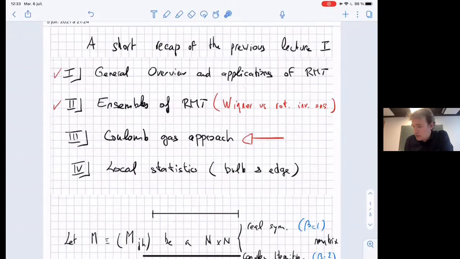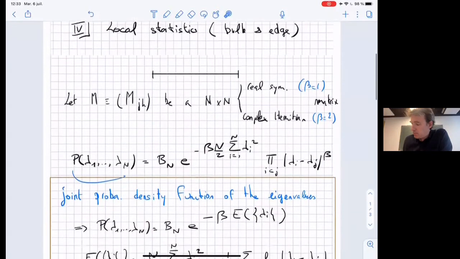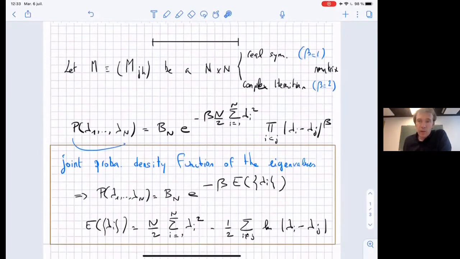And then I started to discuss the Coulomb gas approach. That's where we stopped, where I tried to explain how to interpret, from the statistical physics point of view, the probability measure, or joint probability distribution, of the eigenvalues of the random matrices, which is written here. I remind you that this index beta corresponds to different types of matrix ensembles. Beta equals 1 for the GOE, so real symmetric matrices. Beta equals 2 for Gaussian unitary ensembles, so complex Hermitian.